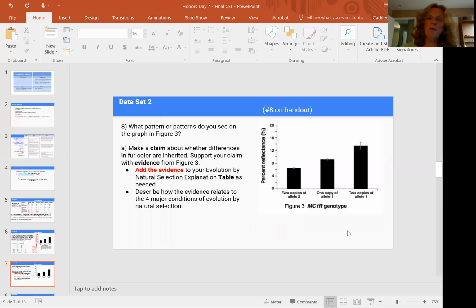Now, when we look at what pattern or patterns you see on the graph in figure 3, I want you to think of making a claim about whether the differences in fur color are inherited. And if so, support your claim with evidence from figure 3. So what must be the case? Add the evidence to your evolution by natural selection table, as we said. You're adding things to it as much as you possibly can, and always keeping in mind to describe how the evidence relates to those 4 major conditions.